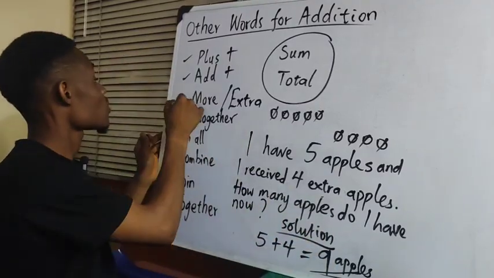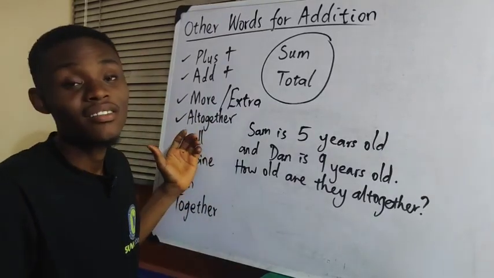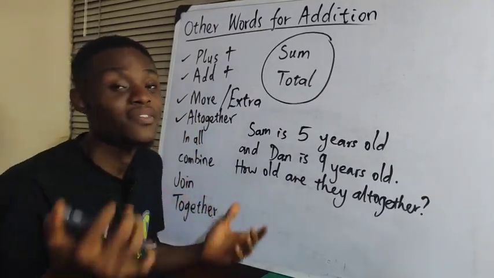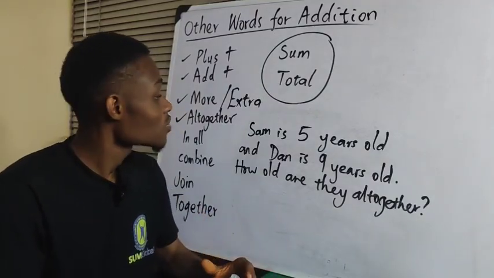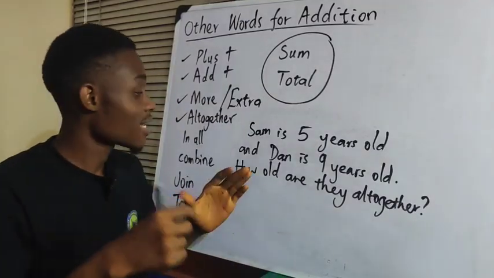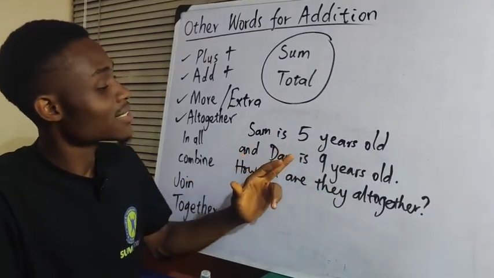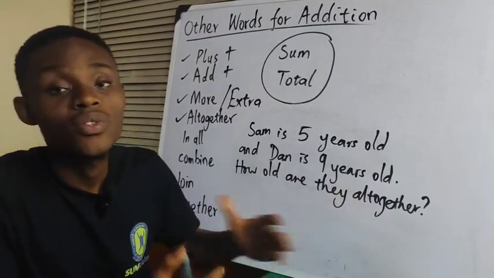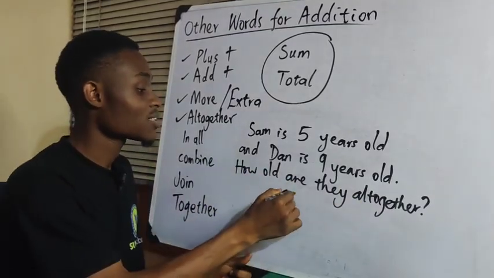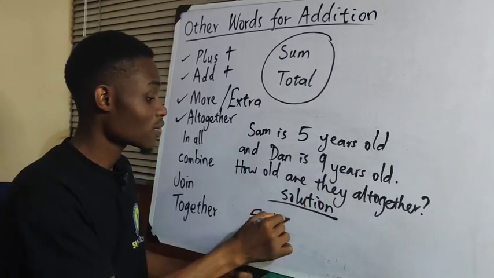Away from that, we move to all together. In the last question, I already said all together without even knowing. So all together simply says we should add. Okay, so we have Sam is 5 years old and Dan is 9 years old. How old are they all together? So meaning that I should solve by saying 5 plus 9.